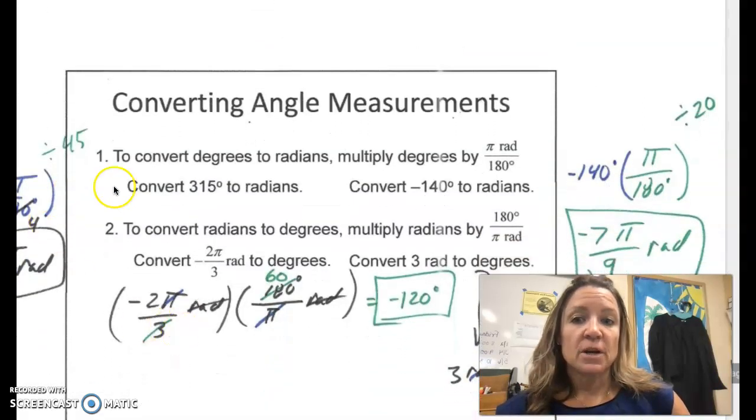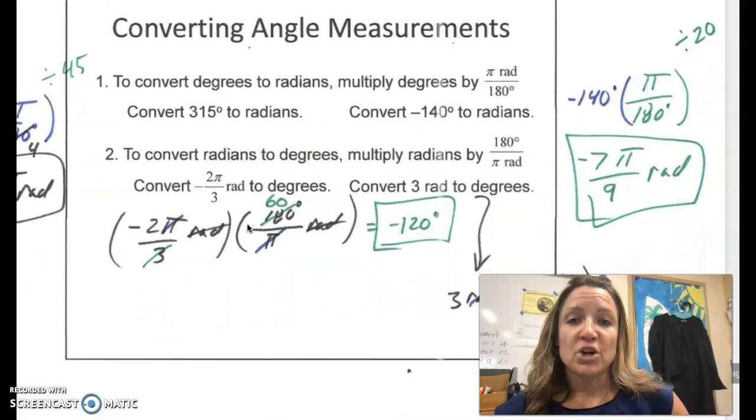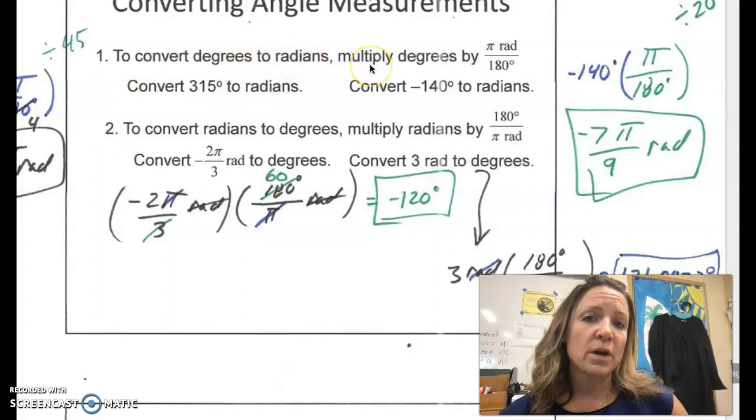All right, so the first thing we're going to learn to do is convert angle measurements, either to convert degrees to radians or to convert radians to degrees. So first, let's convert degrees to radians. All we're going to do is multiply the degrees by pi radians over 180.